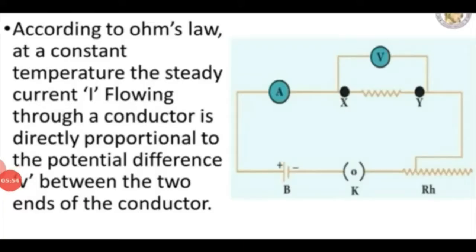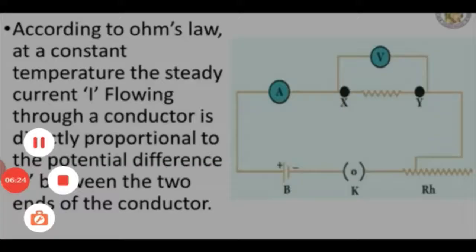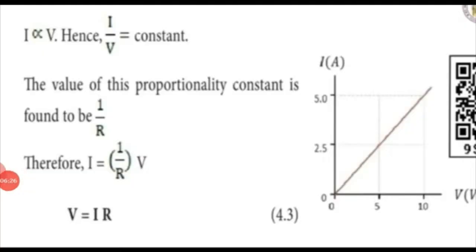Here, when the current increases, the potential difference will also increase. When the current decreases, the potential difference will also decrease. That is the meaning of: at constant temperature, the steady current I flowing through a conductor is directly proportional to the potential difference between the two ends of the conductor. I is directly proportional to potential difference V. Hence, I divided by V is equal to constant.